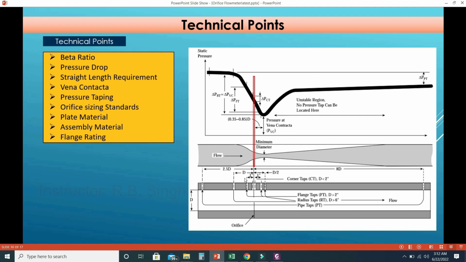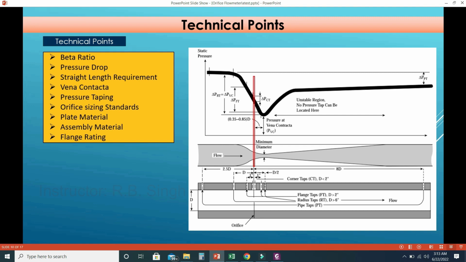So here will be a flange, here also will be a flange. So 1 inch away from this center line, on both sides, this is called flange tapping. And this D by 2 tapping is called vena contracta tapping, and the other tapping is called pipe tapping. So as I told you, mostly we prefer the flange tapping.